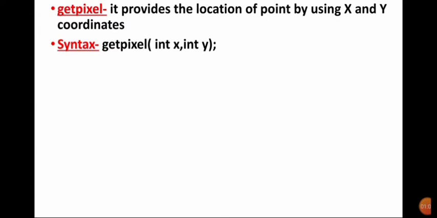instruction getpixel. So getpixel is an instruction or statement which provides the location of a point by using x and y coordinates, because a point requires both coordinates. Okay, so the syntax for this command is getpixel in brackets, int x, int y. These are two values which are used to represent the pixel. So a pixel can be located by using this instruction.